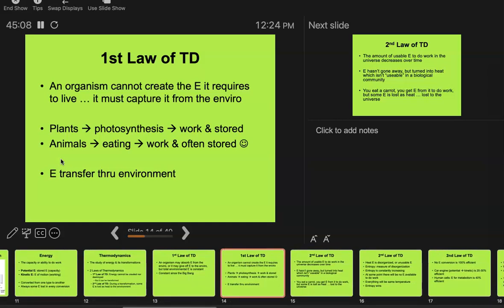An organism cannot create the energy it requires to live. It must capture it from the environment. This is really freaking neat. Because, at one level, it basically talks about how life began. All right?